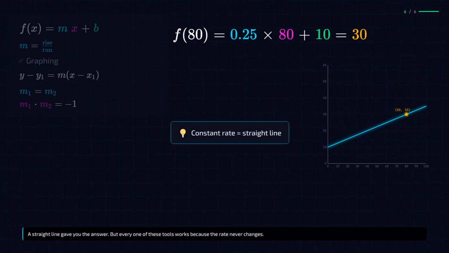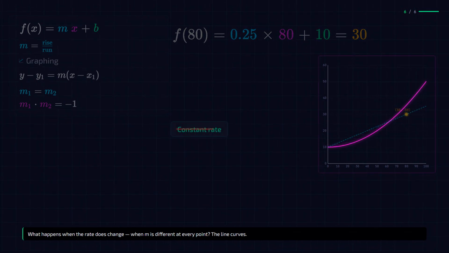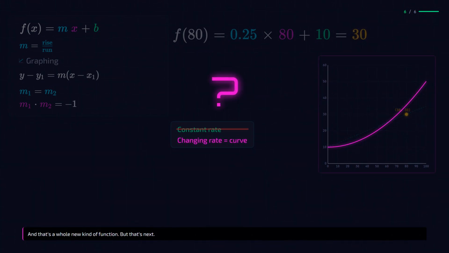But every one of these tools works because the rate never changes. What happens when the rate does change? When m is different at every point? The line curves. And that's a whole new kind of function. But that's next.